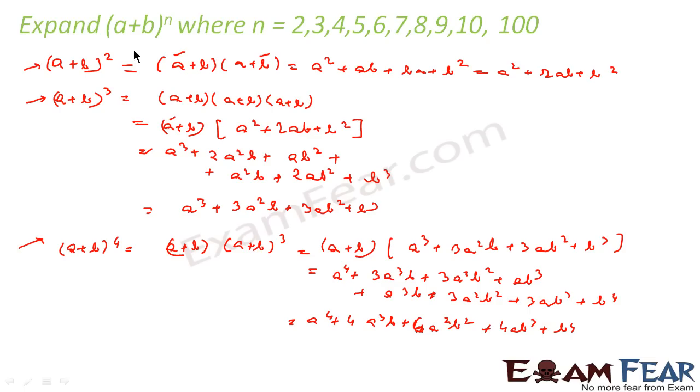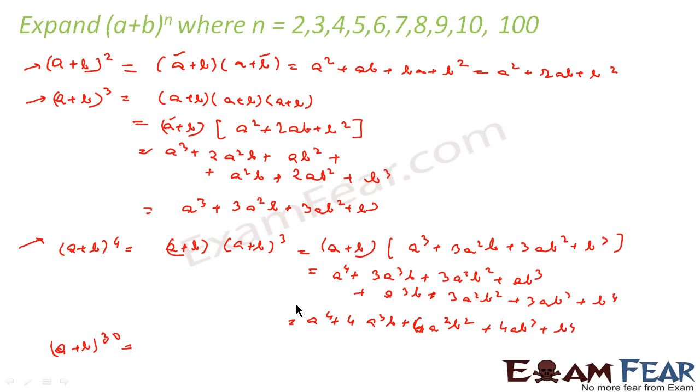The moment you increase the power, it gets difficult. If you are supposed to find (a plus b) to the power, let's suppose, 30, it will take days to solve, because we have to multiply (a plus b) into (a plus b) 30 times. It will become very, very difficult. But in a lot of places, in scientific applications and other things, we need to find (a plus b) to the power 50 or 60. That means we need to find expressions to a high power. So what should we do?